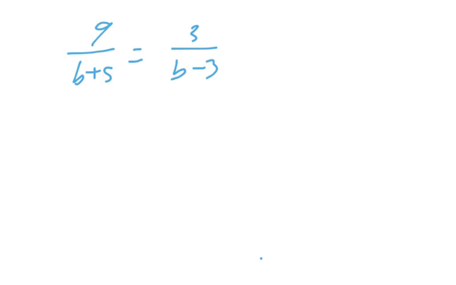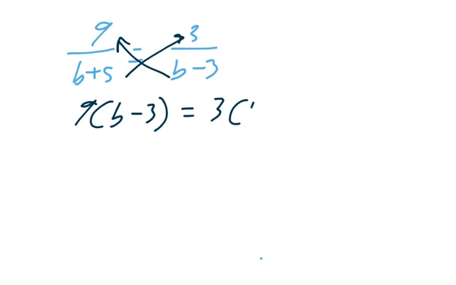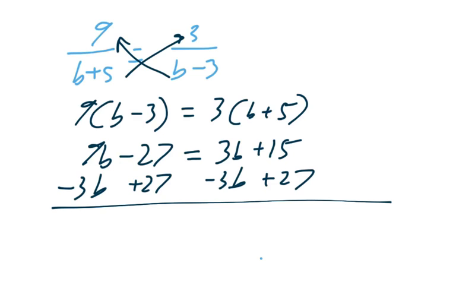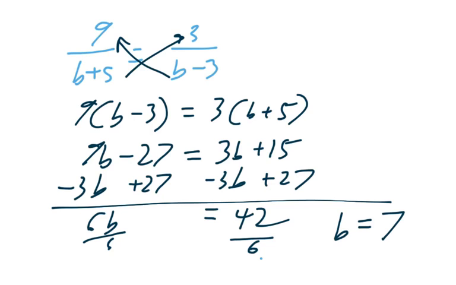And problem number 7, I'm going to cross multiply. And at that point, I'm going to distribute on both sides. We are going to get the b's to one side and the numbers to the other side. And I'm left with 6b is equal to 42. Divide by 6, and b is equal to 7.